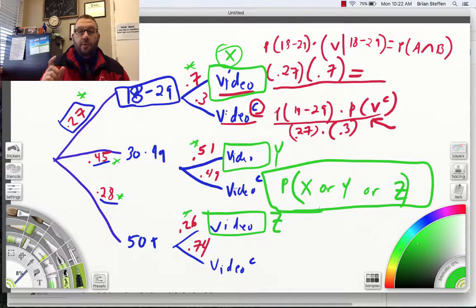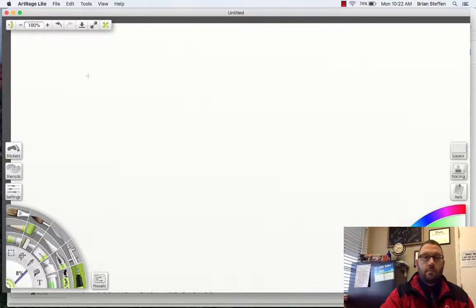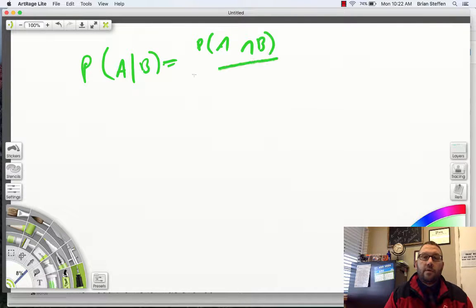Go back, remember we did the multiplication rule, the addition rule, and the conditional probability rule. I'm going to do one more conditional probability quick. Conditional probability is: probability of A given B is equal to the probability of A and B divided by the probability of B.